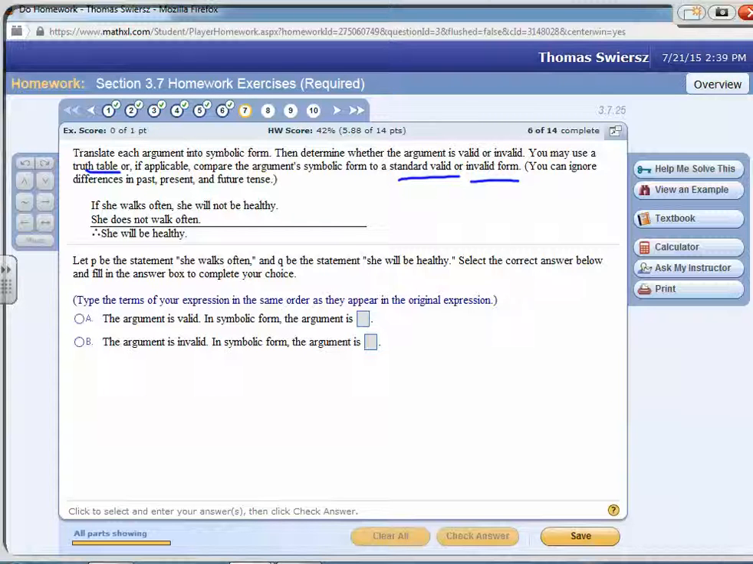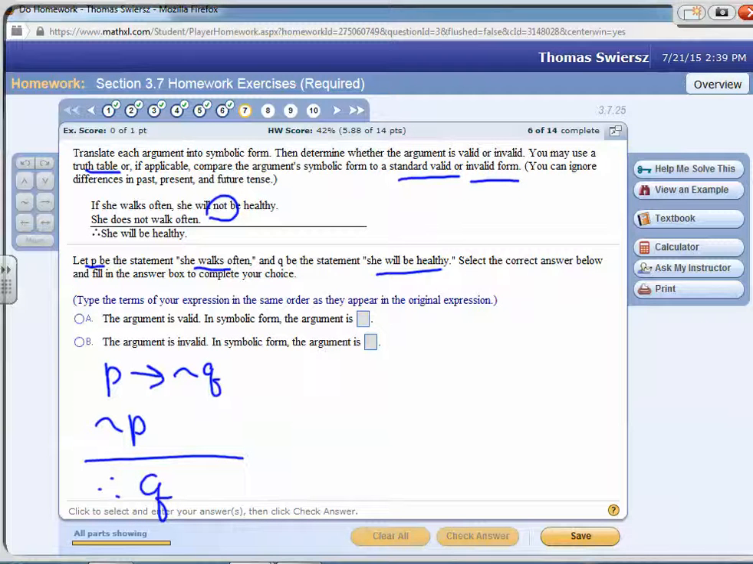symbolic form. If she walks often, which is P, right? So if P, then she will not be healthy. Q is she will be healthy. So with the not, this would be not Q. She does not walk often, which is not P. Therefore, she will be healthy, which is Q. Okay? Will be healthy is Q. Okay? So there's our form.